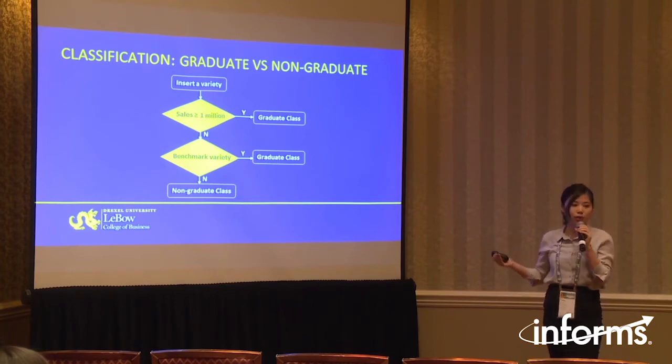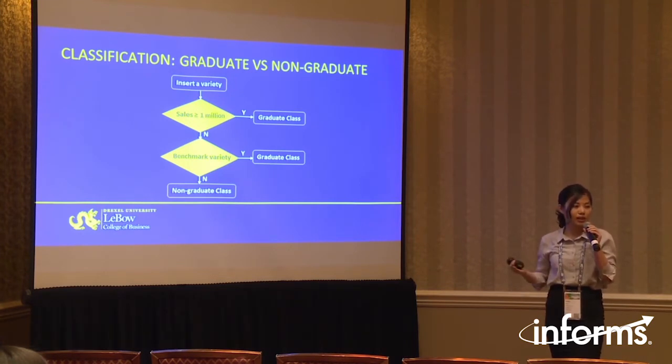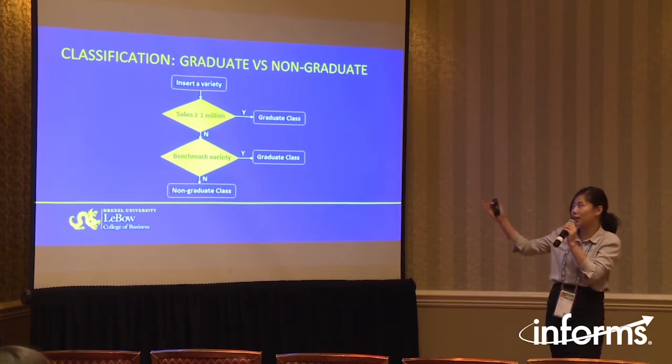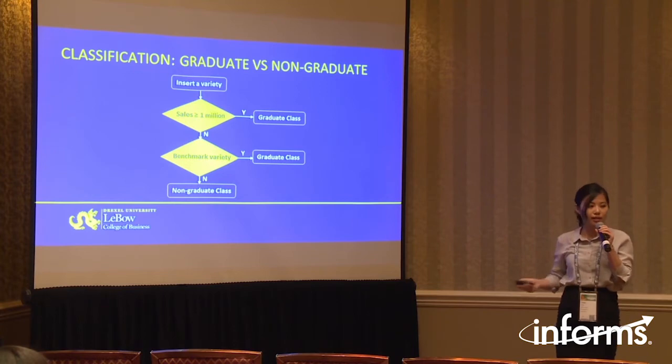Another type is the benchmark variety that is missing its sales data. We all know that a benchmark variety would be selected as a check variety basically because it has something out better than other seeds. But since they're lacking some sales data, we can't deny they have the potential to graduate. So we just decided to keep it in the graduate class. And the rest of the seeds would be considered as the non-graduate class.